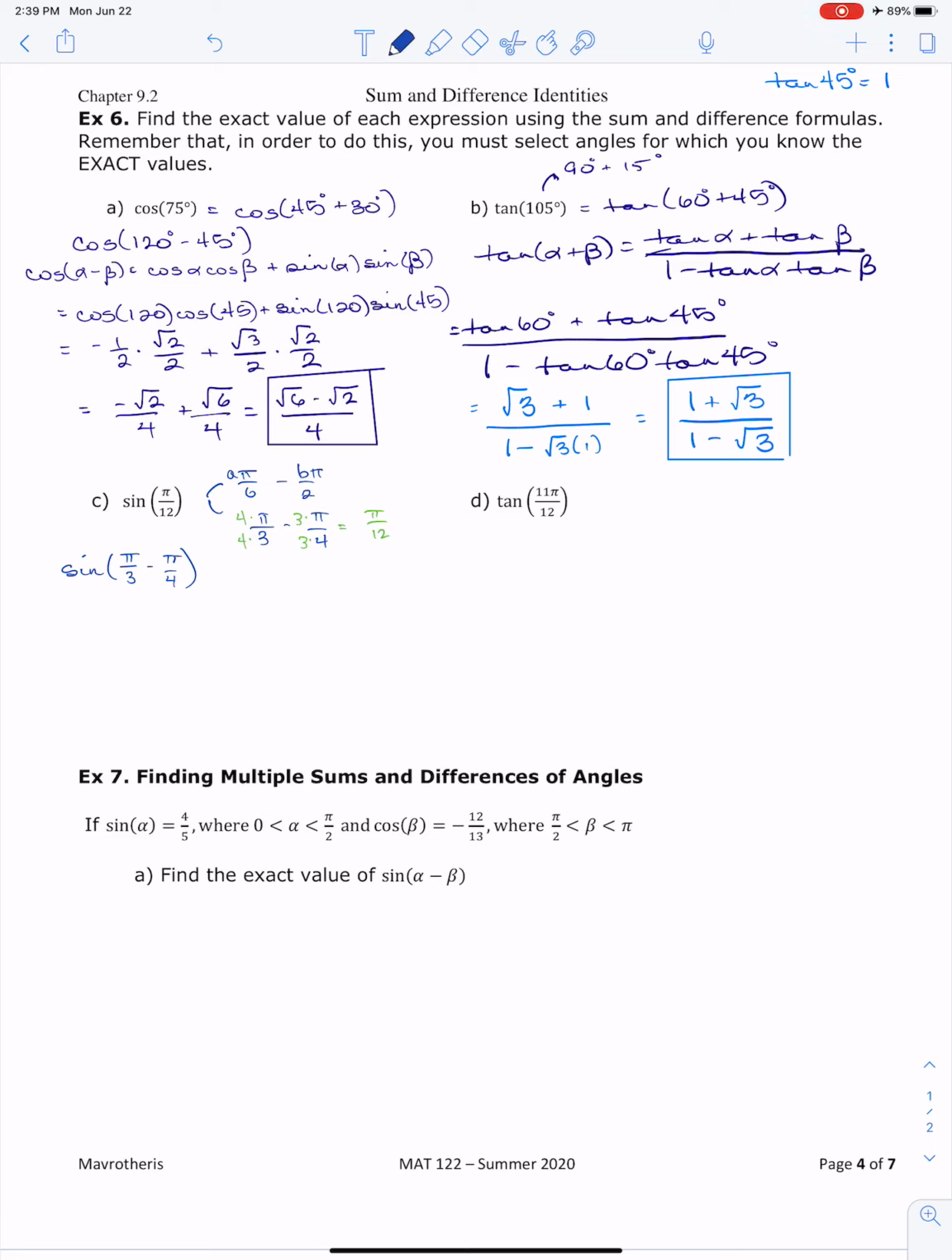I've got the sine of a difference. So I'm looking at sine alpha minus beta. Sine alpha, cosine beta, minus cosine alpha, sine beta. Hopefully by now you're getting comfortable with the values. We're looking for sine of pi over 3, cosine of pi over 4, minus cosine of pi over 3, sine of pi over 4.